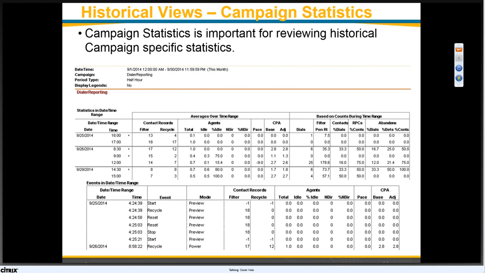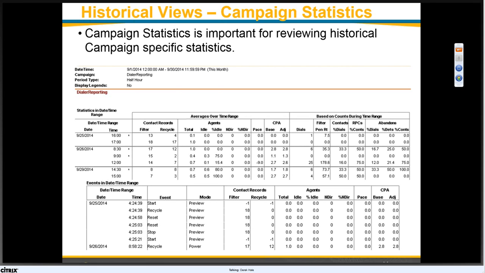Campaign statistics report. It gives you the specifics for a particular campaign, broken out by period type. So this is half hour. You can see, from 4 o'clock, our filter size was 13, our recycle size was 4. We had 0.1 agents available for this campaign. It gives you a brief moment in time of what was going on with the campaign. And in the bottom panel, you're going to see all your events for that.